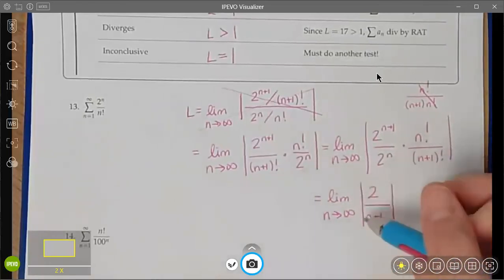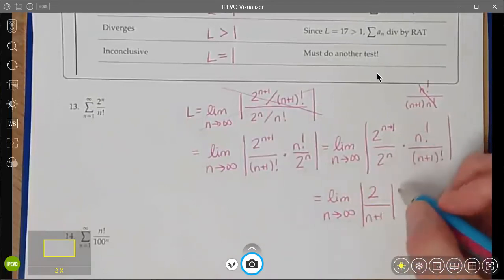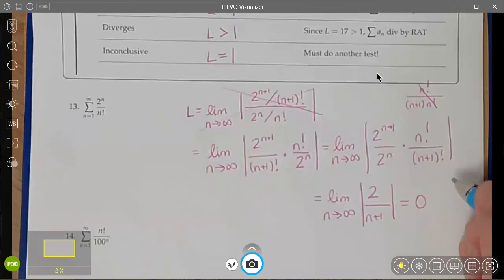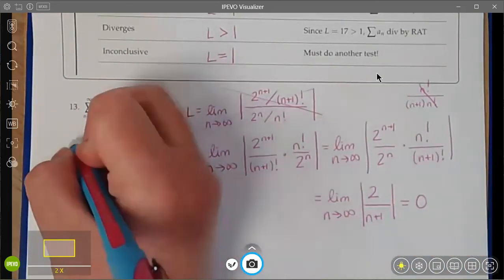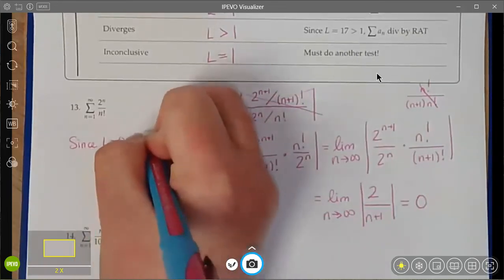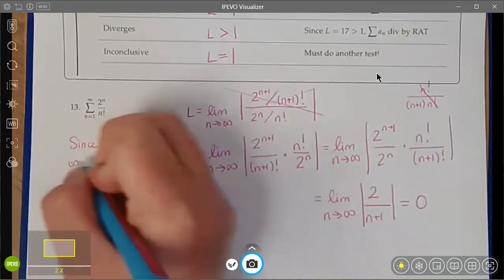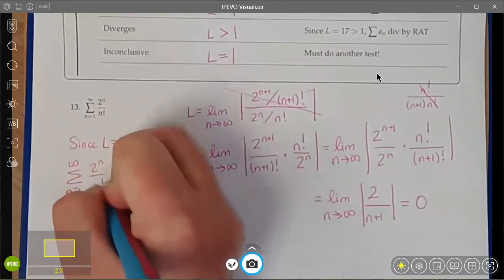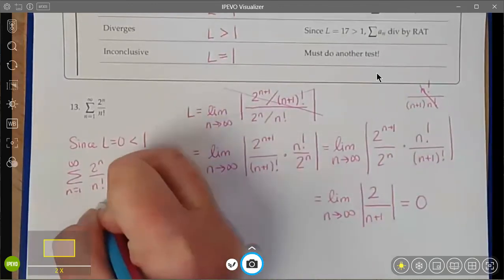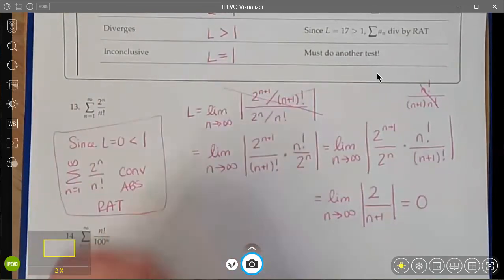Okay, and this limit as n goes to infinity is basically 2 divided by infinity plus 1. So this is going to go to 0. So L is equal to 0. So my conclusion here is, since L is equal to 0, which is less than 1, my series from n equals 1 to infinity of 2 to the n over n factorial converges absolutely by the ratio test. All right, so there is our conclusion for the first problem.